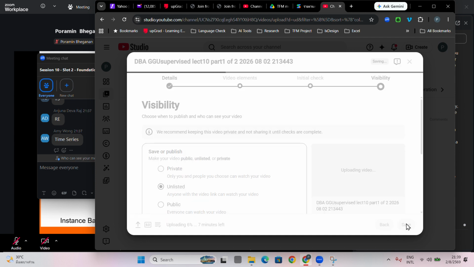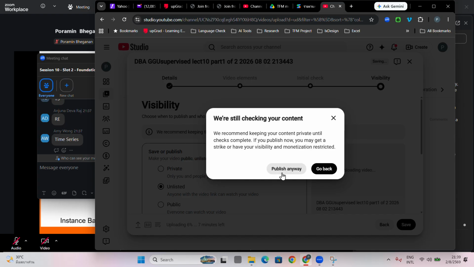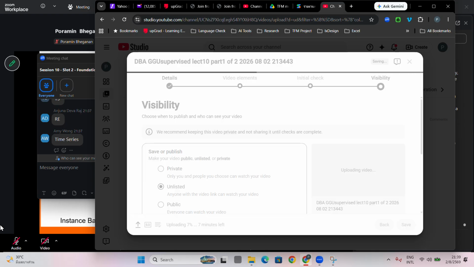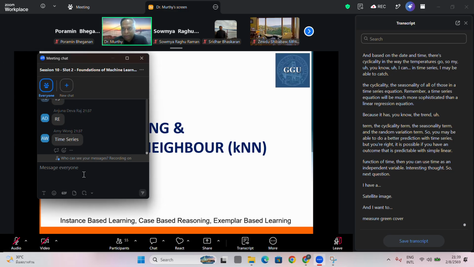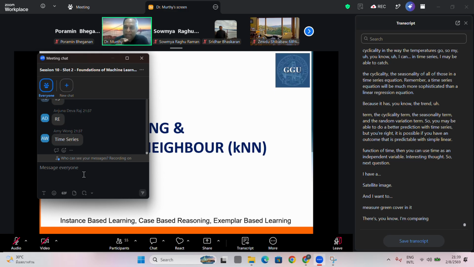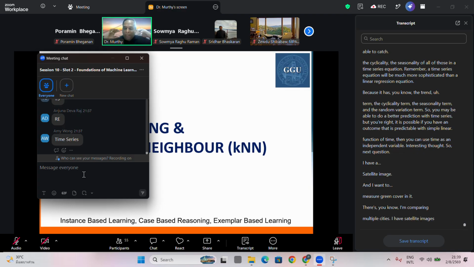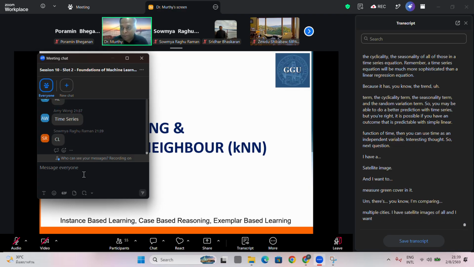I have a satellite image and I want to measure green cover in it. I'm comparing multiple cities. I have satellite images of all, and I want to compare green cover. What technique?